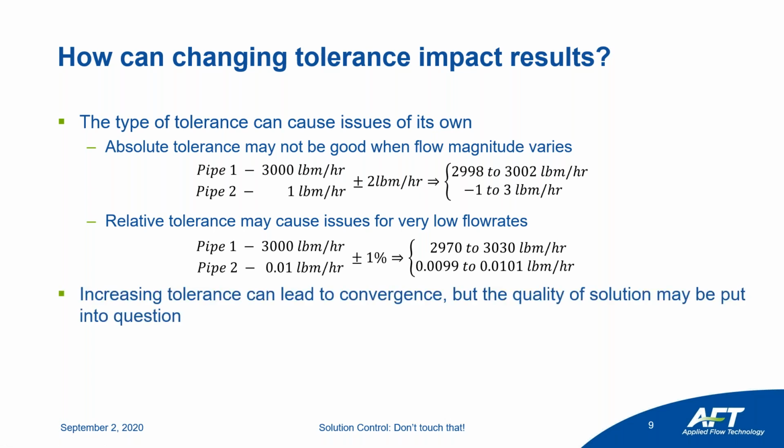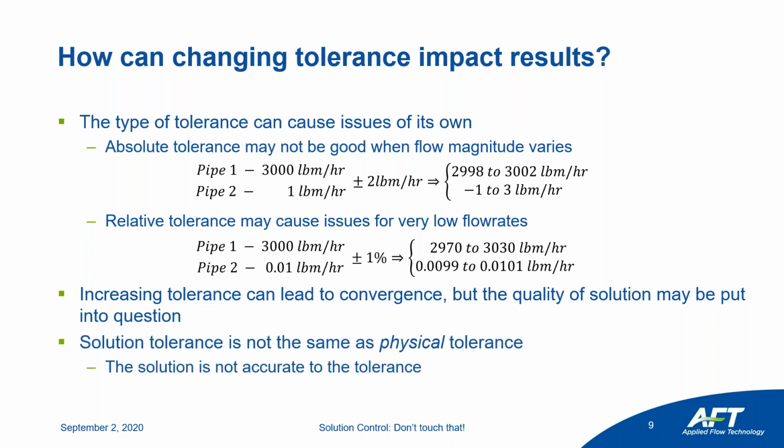So while increasing tolerance can lead to convergence just by giving the solver more room, making it much easier for it to consider a solution converged, the quality of the solution can be put into question. So again, relying on defaults is generally the best idea because time and time again, it's proven that it is accurate to physical systems. And again, convergence doesn't mean accuracy. So if you're only looking for convergence, that isn't really the right goal you should be striving for.